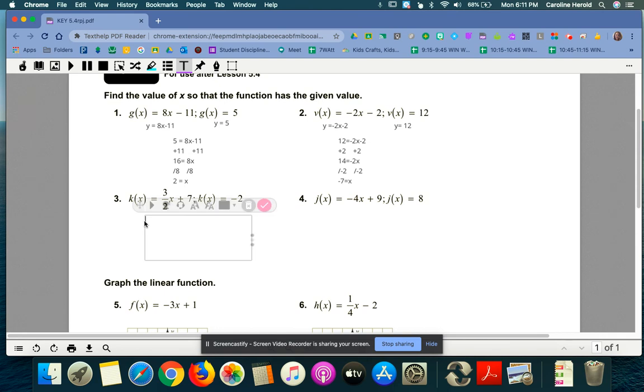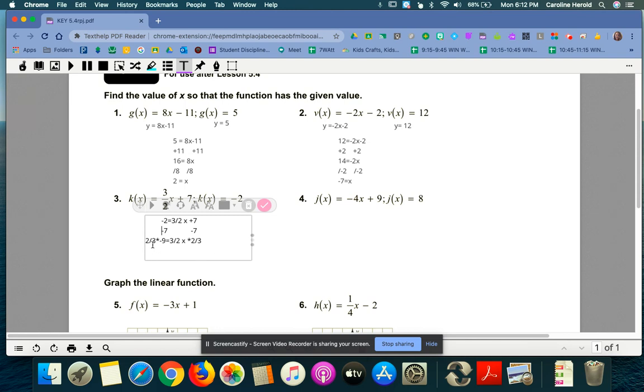So I am going to say negative 2, which is the value of k of x, equals 3/2 x plus 7, right? So if I subtract 7 from both sides, then I get negative 9 equals 3/2 x. And if you remember what we have to do to both sides of this equation to solve it, we have to multiply by the reciprocal on both sides. So I'm going to multiply by 2/3 on this side, and I'm also going to multiply by 2/3 on this side. I'm showing a bunch of steps all in one here, so I'm going to try to move things over so that it makes a little more sense.